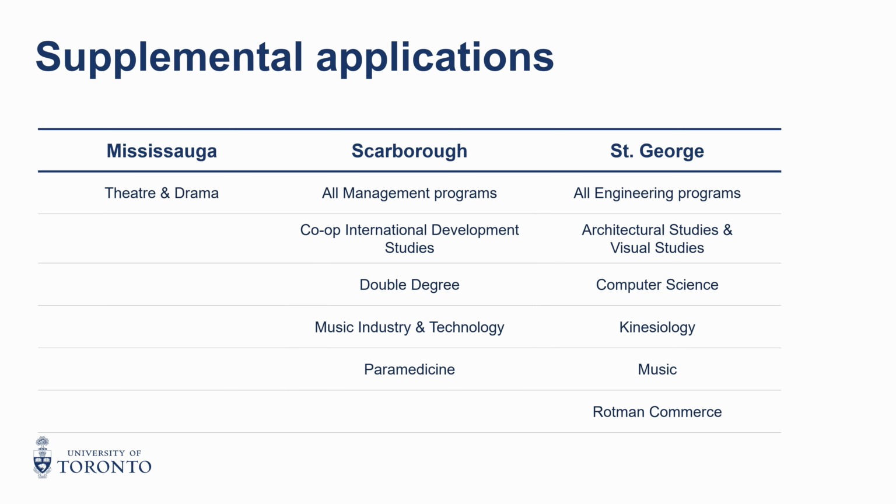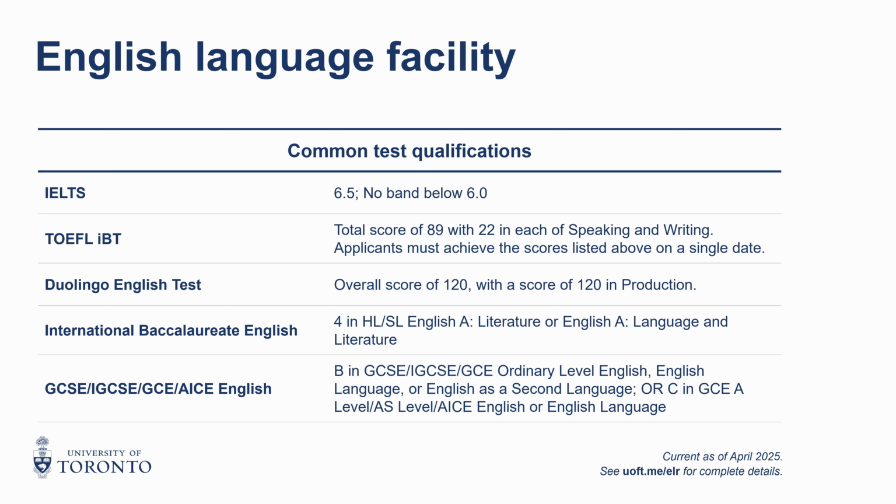Some of our program areas ask for a supplemental application so that we can get to know you beyond your grades. You can see which programs require it right here, but you can also find the details on your applicant portal. If English isn't your first language, you may need to provide proof of adequate English facility. You can satisfy the English requirements through IELTS, TOEFL, the Duolingo English test, and more. There are a few instances where you may qualify for an exemption to our English facility requirements. Visit our website to find all the details around our acceptable tests, qualifications, and exemptions.